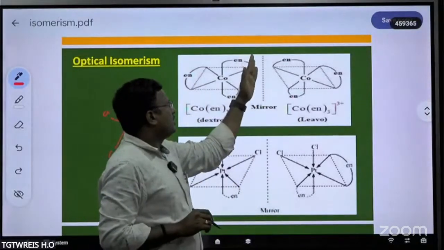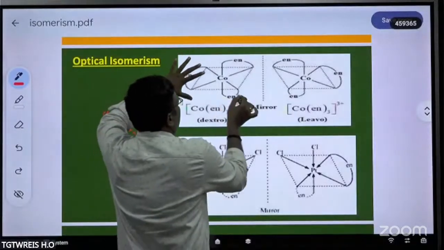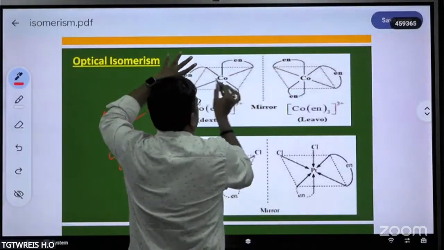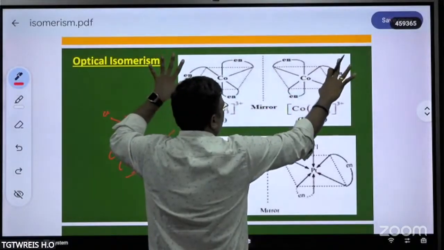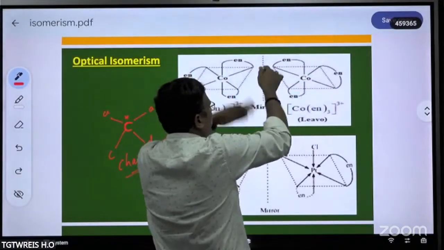So on the left hand side, ethylene diamine is there, ethylene diamine. See, these molecules are clear to show with the help of mirrors.